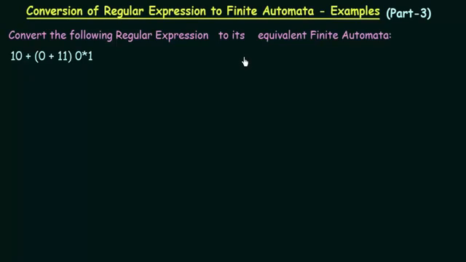In this lecture, we will be seeing another example of conversion of regular expression to its equivalent finite automata. So here we have a regular expression given and we will convert this to its equivalent finite automata. Since this is a long one, what we'll do is break it down into small parts, design it in a simple way, and then keep expanding it till we get the required finite automata.